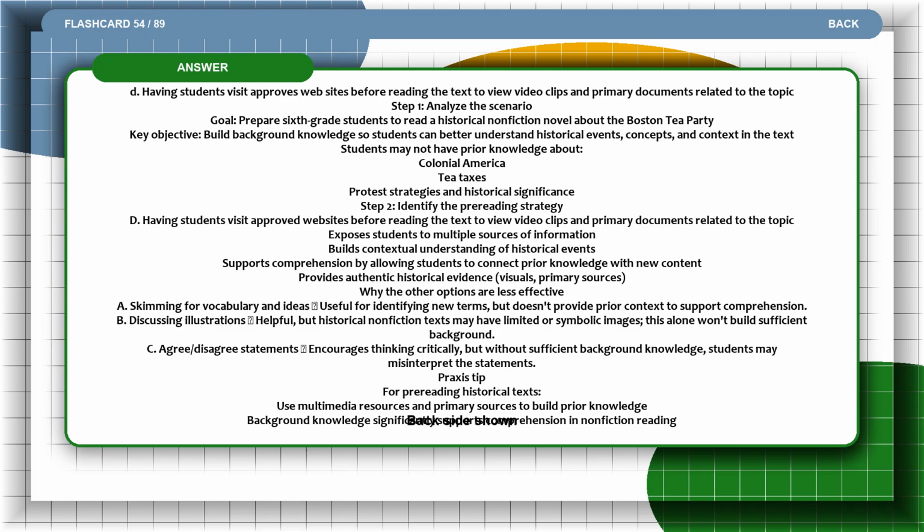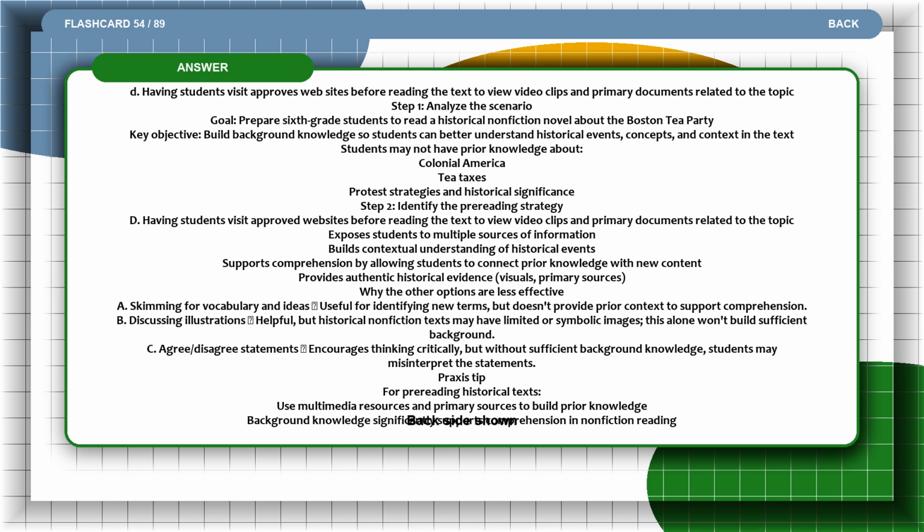The answer is D. Having students visit approved websites before reading the text to view video clips and primary documents related to the topic. Step 1. Analyze the scenario. Goal: prepare sixth-grade students to read a historical, non-fiction novel about the Boston Tea Party. Key objective: build background knowledge so students can better understand historical events, concepts, and context in the text. Students may not have prior knowledge about colonial America, tea taxes, protest strategies, and historical significance.